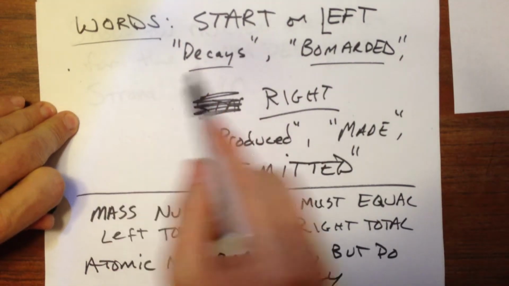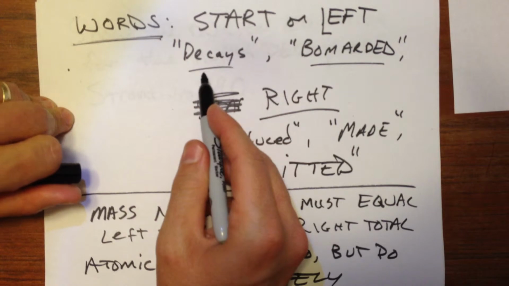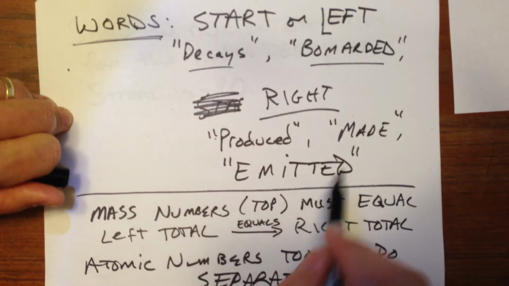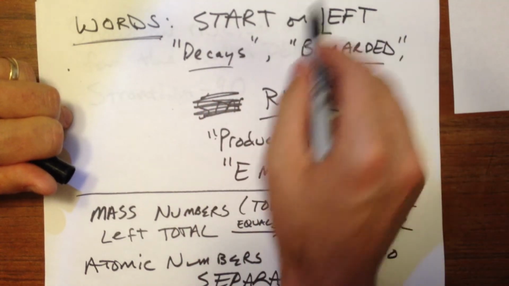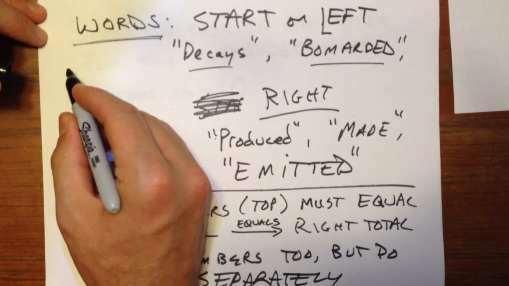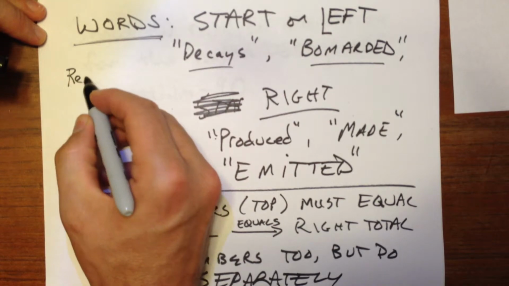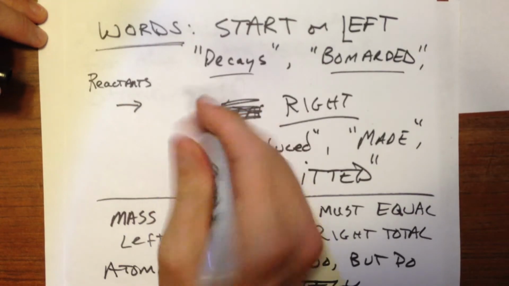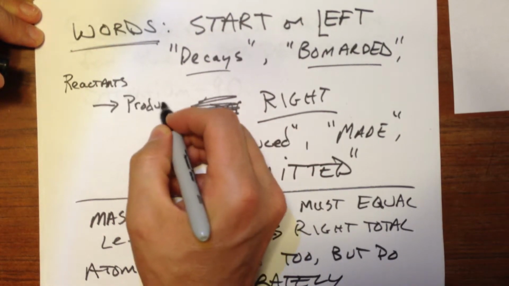Words that say that something decays, or is bombarded by or bombarded with, are all things that happen on the left. Those are what you're starting with. In general, reactions start on the left. In a chemical reaction we call them reactants and products, but in a nuclear reaction we don't really need those words most of the time.